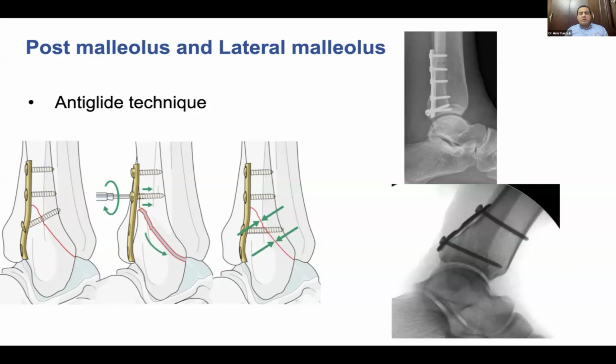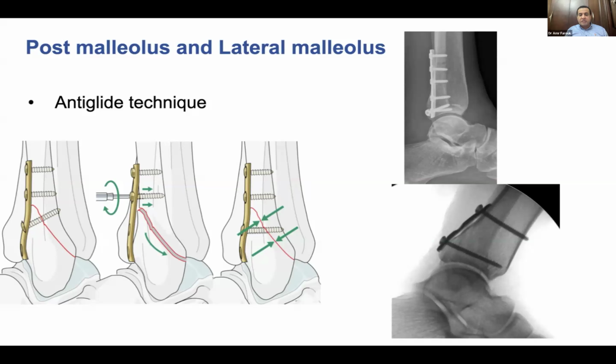And in this case, the plate acts as a neutralization plate if it's put on the lateral surface of the fibula, but if I put it on the posterior surface of the fibula like this, it is not a neutralization plate, it is an anti-glide plate.